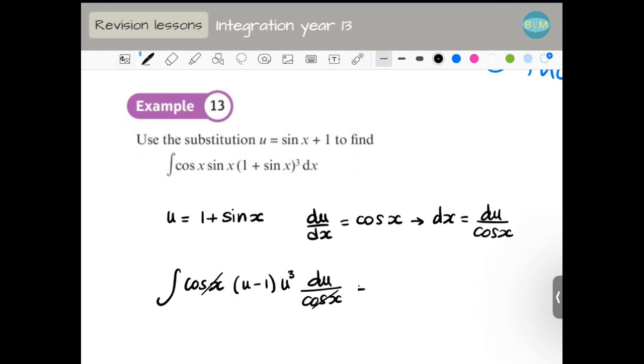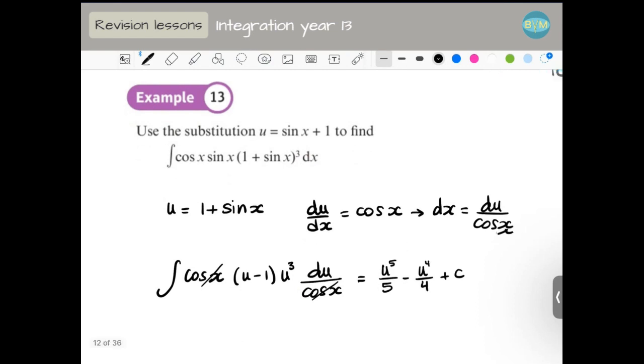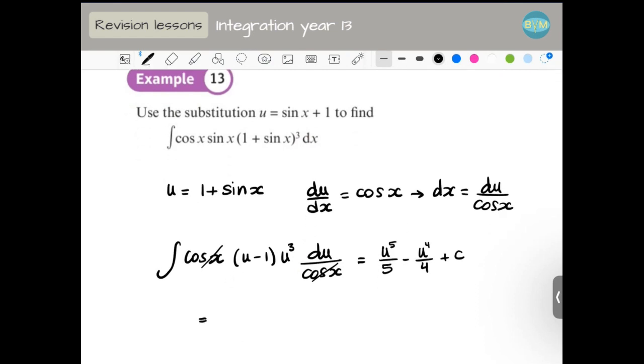So if you integrate this function now, you have u to the power of 5 divided by 5 minus u to the power of 4 divided by 4 plus constant of integration. And what you have to remember is to substitute again by x. So Dylan, tell me. I'm just really confused. Where are you getting u to the power of 5 from?